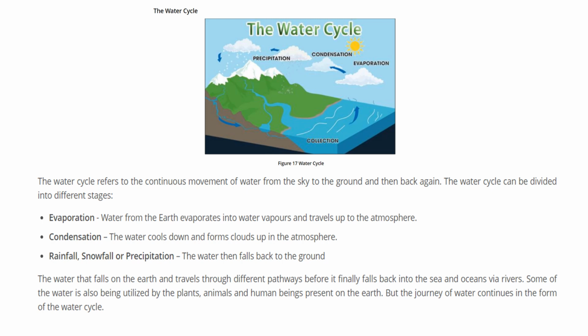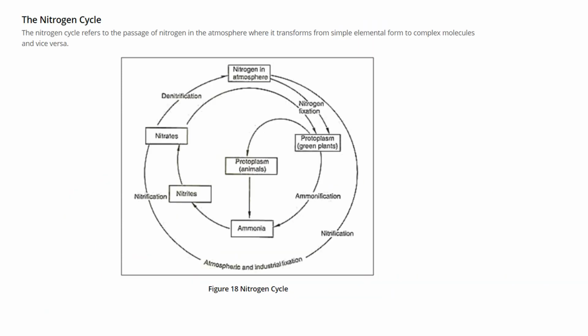But the journey of the water continues in the form of the water cycle. Coming to the next biogeochemical cycle, the nitrogen cycle. It refers to the passage of nitrogen in the atmosphere, where it transforms from simple elemental form to complex molecules and vice versa. The simple nitrogen is converted to complex form, and then later the complex form is again converted back to the simple elemental form, and that is how the constant percentage of nitrogen is maintained in the atmosphere.